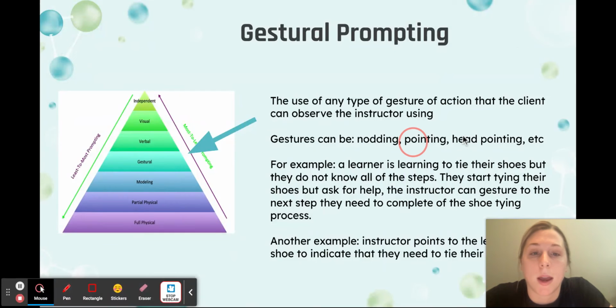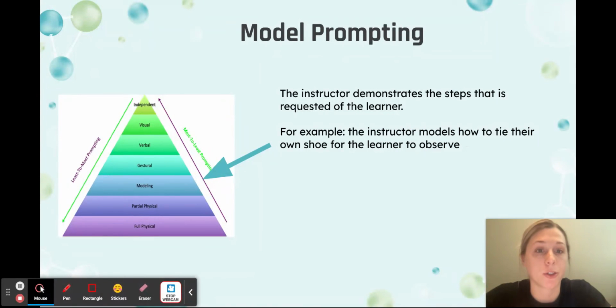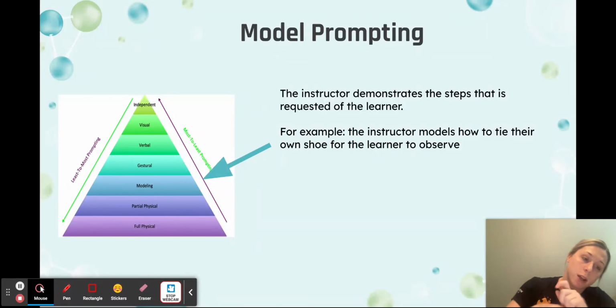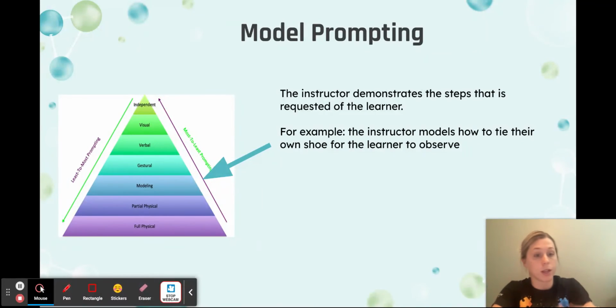And then we have model prompting. The instructor demonstrates the steps that are requested of the learner. For example, back to the shoe tying, the instructor models how to tie their shoe for the learner to observe, and then they can do it themselves. The instructor can bend down, tie their own shoe, and then say, do this, and then the client will tie their shoe.